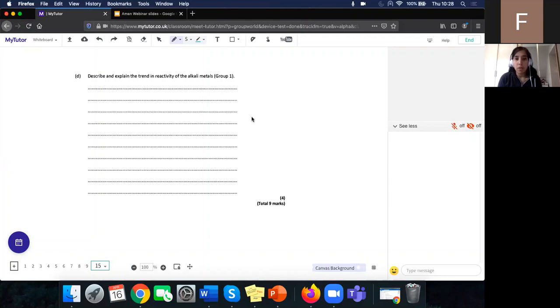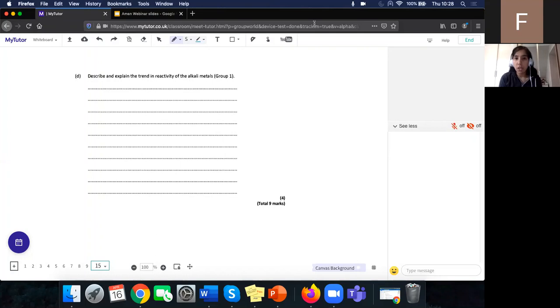So why do they get more reactive? Distance and shielding. Excellent. So just to explain those again, the first one is distance, and that is as we go down the group, the outer electron becomes further away from the positively charged nucleus. Remember, there are protons in that nucleus. They are positively charged. So as they get further away, there's less electrostatic attraction between the protons in the nucleus and the outer shell electrons. And what that means is it's easier for an electron to be lost because there's less pull to the nucleus. If there's less pull to the nucleus, it can be lost.